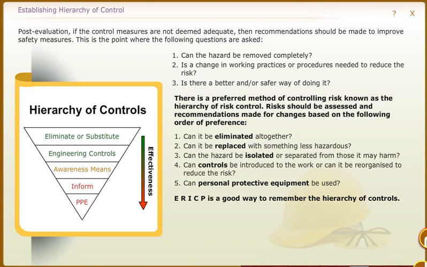There is a preferred method of controlling risk known as the hierarchy of risk control. Risks should be assessed and recommendations made for changes based on the following order of preference. Can it be eliminated altogether? Can it be replaced with something less hazardous? Can the hazard be isolated or separated from those it may harm? Can controls be introduced to the work, or can it be reorganized to reduce the risk? Can personal protective equipment be used? ERICP is a good way to remember the hierarchy of controls.